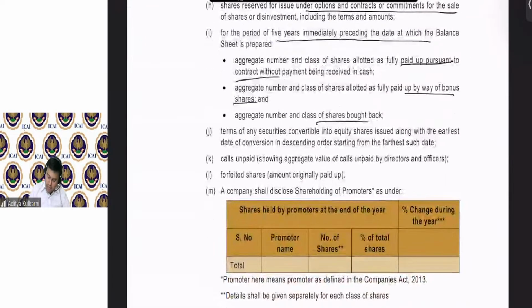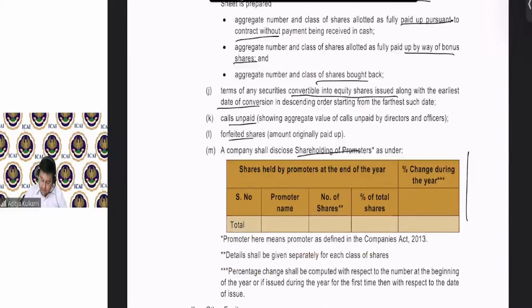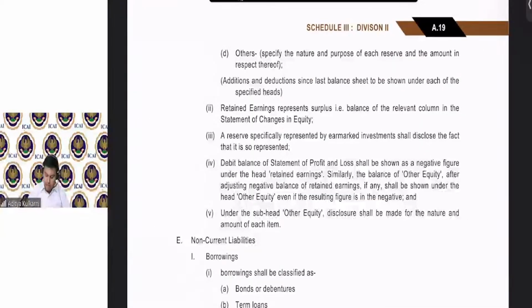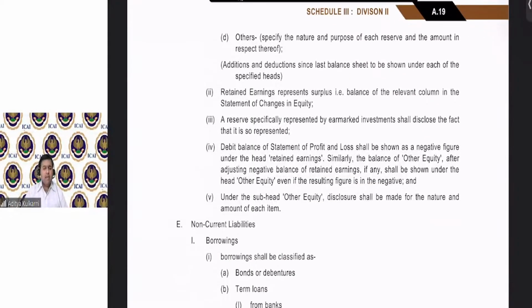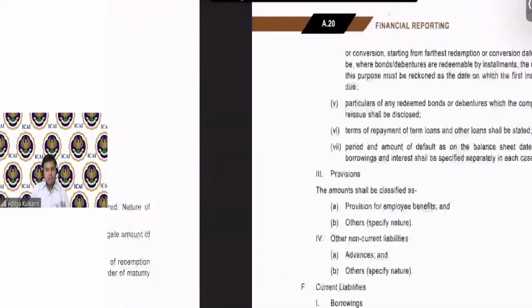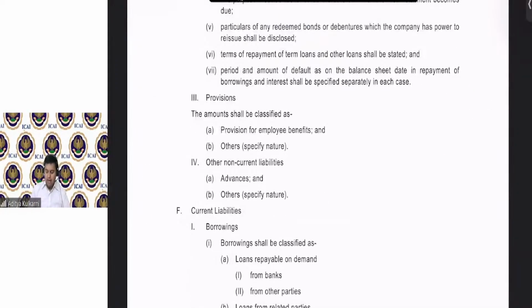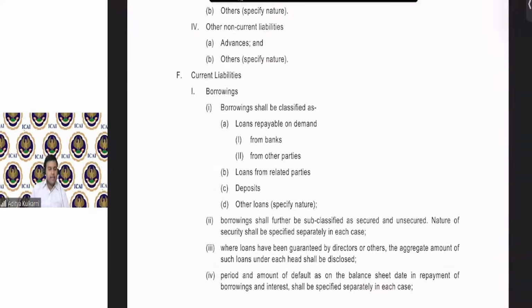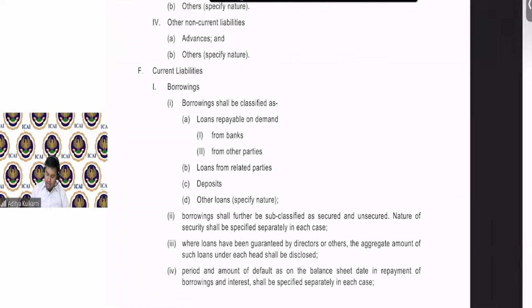Okay. Terms of any securities convertible into equity shares with the earliest date of conversion, calls unpaid, forfeited shares, and disclose the promoter shareholding as under with the percentage change during the year. Okay. Other equity, you give the categorization of the reserves, and if they are earmarked reserves, you will mention that specifically. Coming to non-current liabilities, your borrowings, how you will present, redemption terms, etc., need to be disclosed. Provisions, you have the disclosures, the items that need to be presented. Borrowings, etc., again, secured, unsecured, you will give it separately.